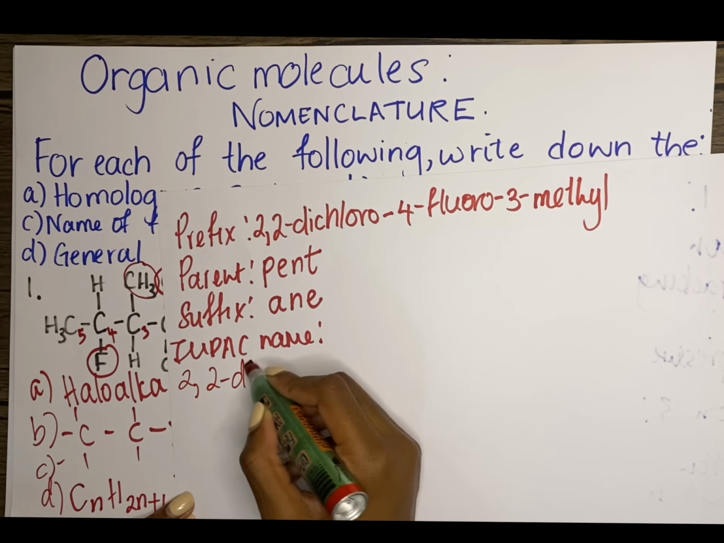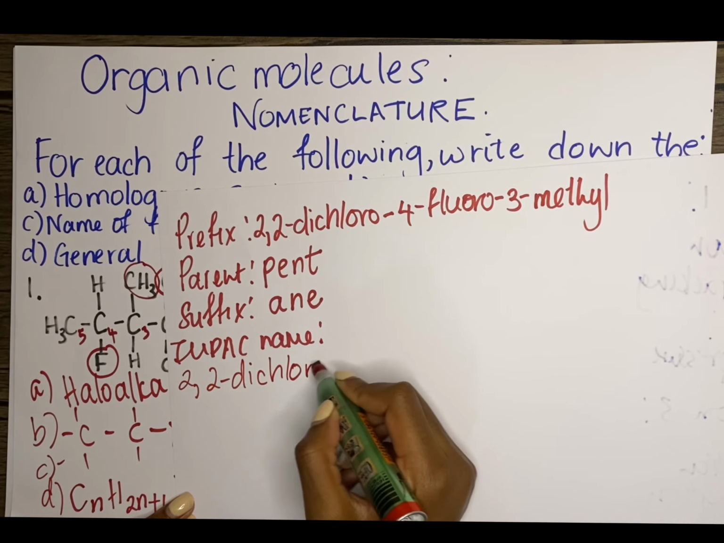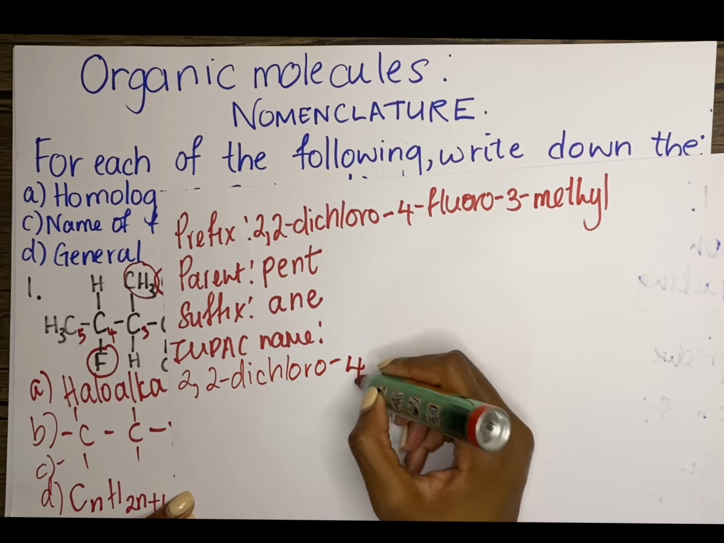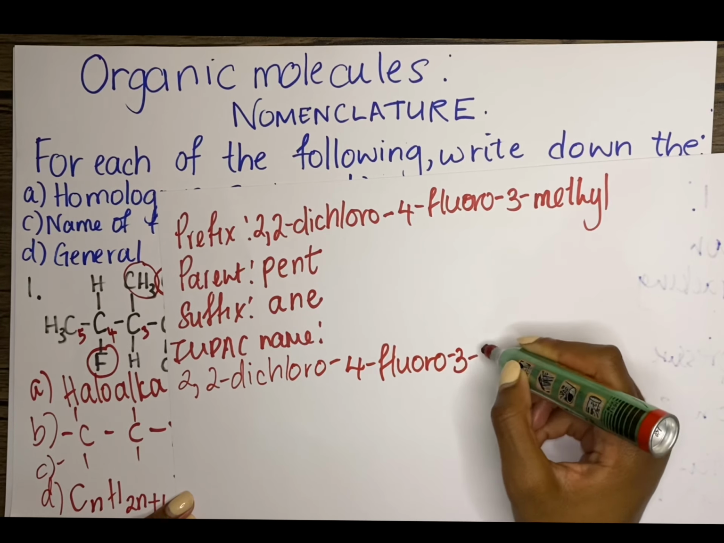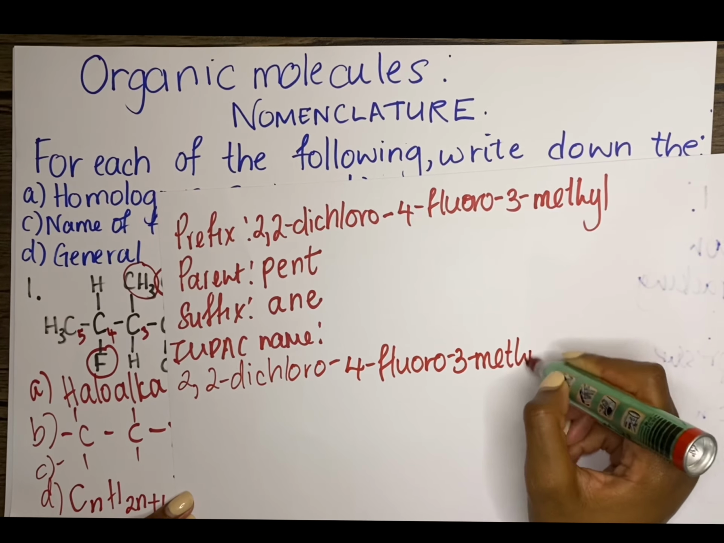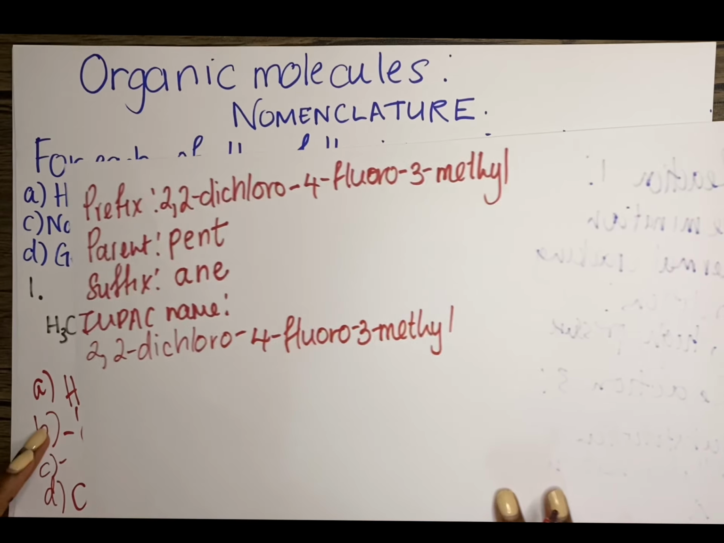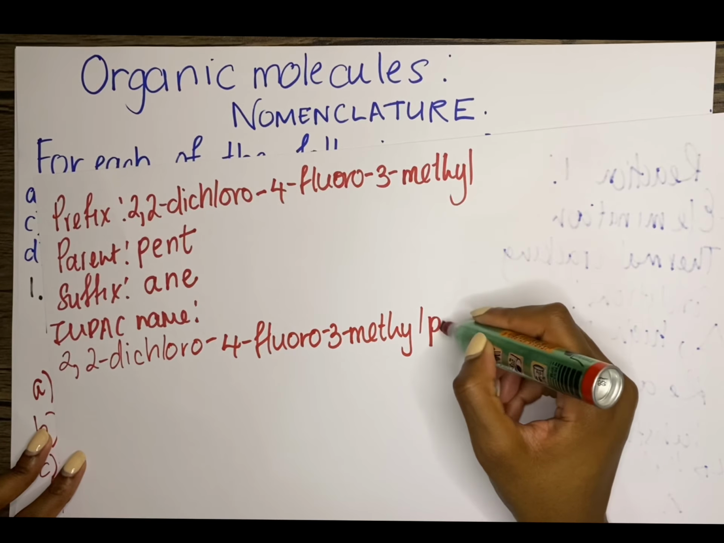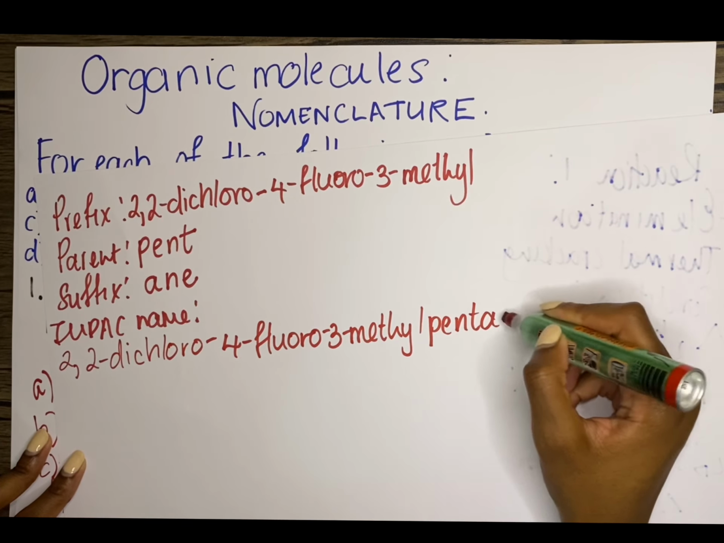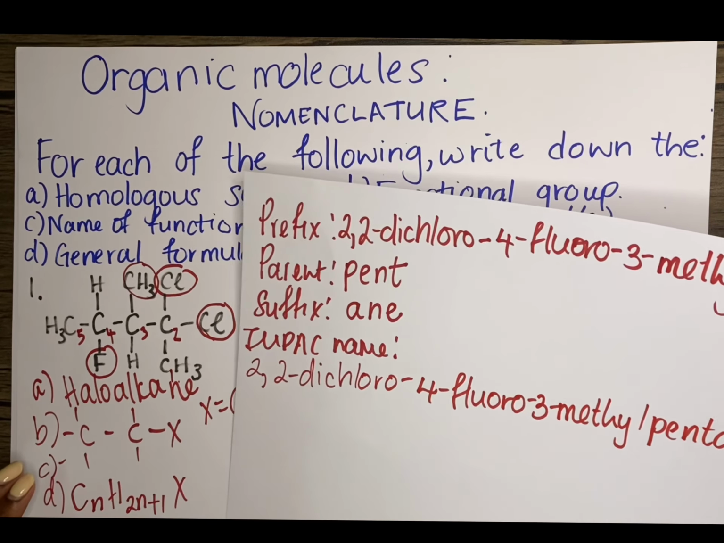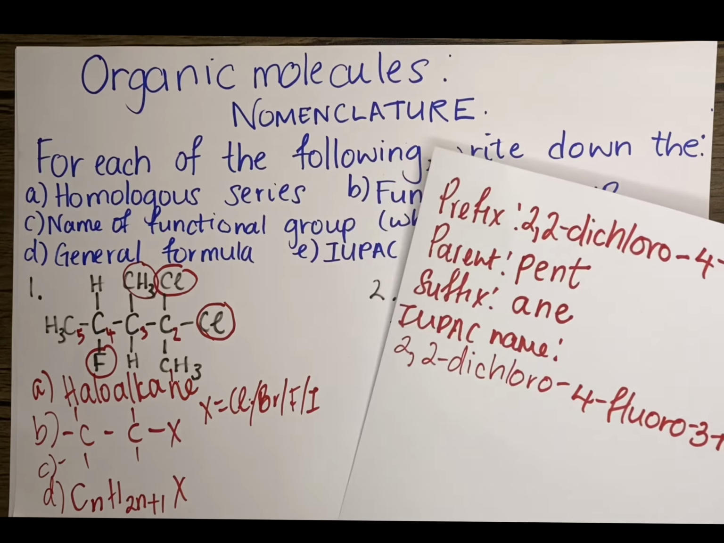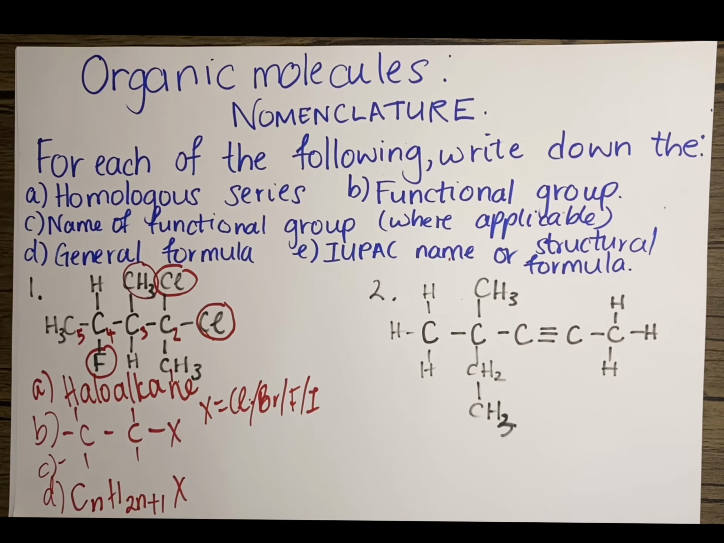2,2-dichloro, 4-fluoro, 3-methyl pentane. That's quite long, but yes, that's your IUPAC name. That would get you about 3 marks, right? Let's move on to the next one.